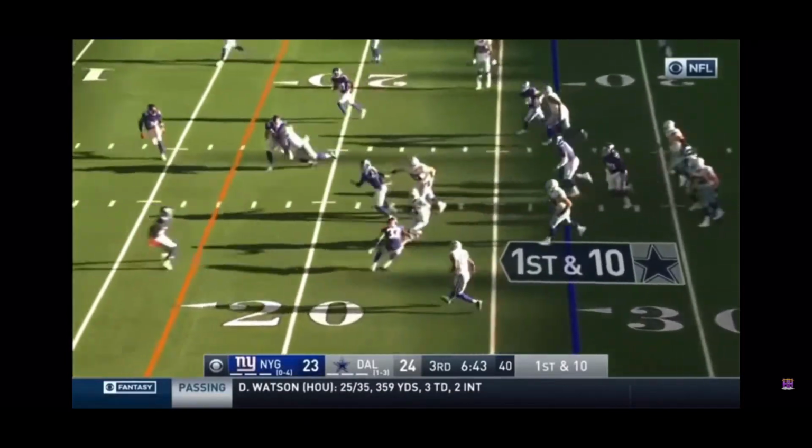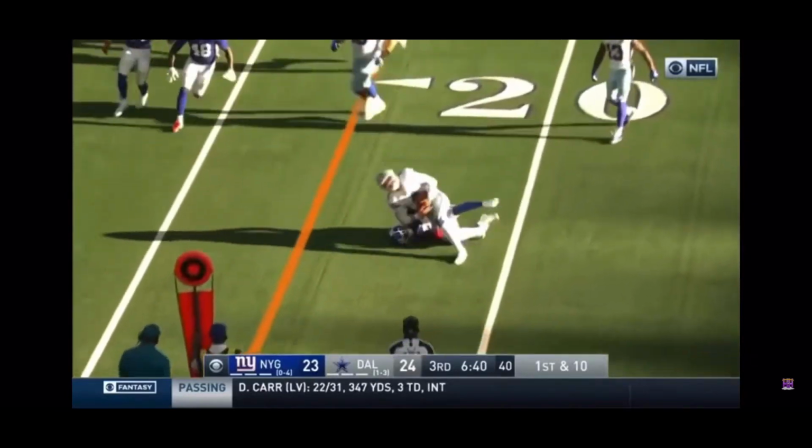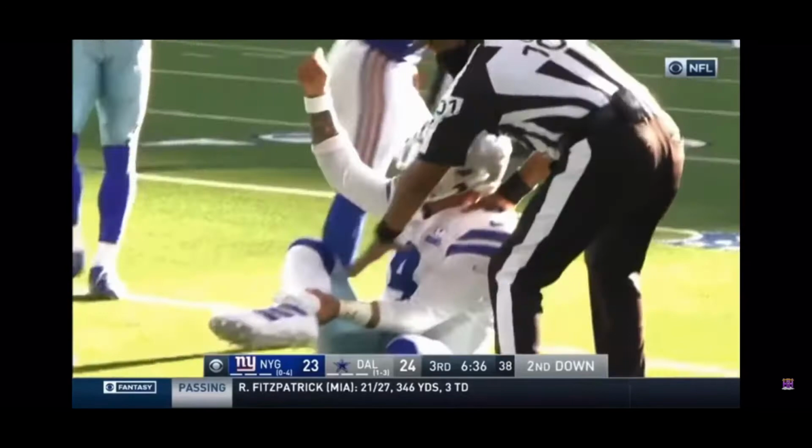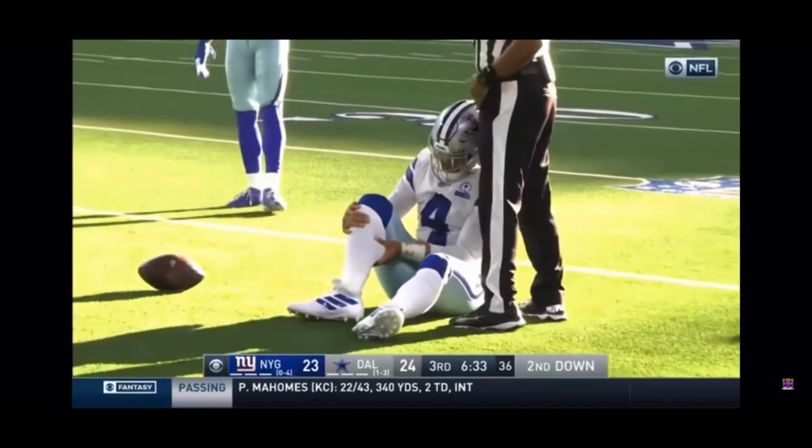Not going to keep it. Prescott breaks the tackle. Picks up a total of 9 more. Oh, no. Oh, no. Oh.